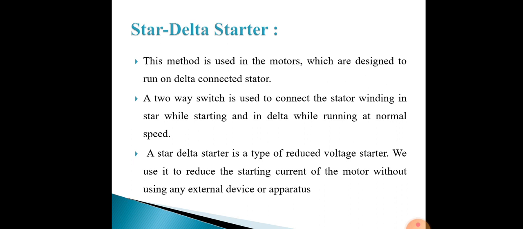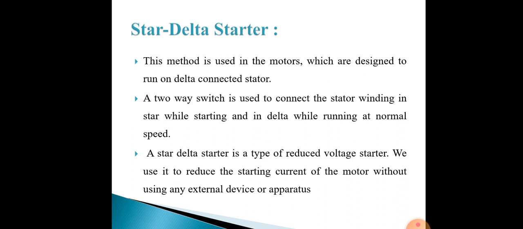This starter is used in motors which are meant to run normally with a delta connected stator winding, and it consists of a two-way switch which connects the motor in star for starting and then in delta for normal running condition. When the two-way switch is at the start position, the stator windings are connected in star. Therefore the applied voltage is reduced by a factor of 1 by root 3 for star connection. That means V phase is equal to VL divided by root 3, where VL is the line voltage, hence the starting current is reduced.